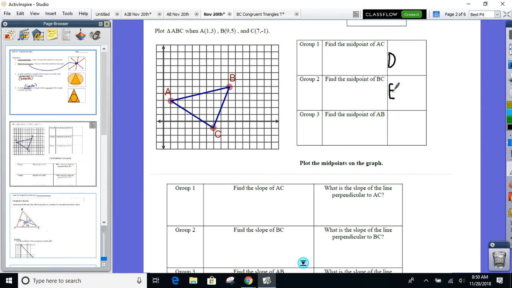And then finally, I'm going to have the midpoint of AB, which we're going to call point F. That crew right over there, and that crew in the back. You guys are going to be on my slopes here in a second in the back. So those two groups right there, find me the midpoint of AB and call it F.